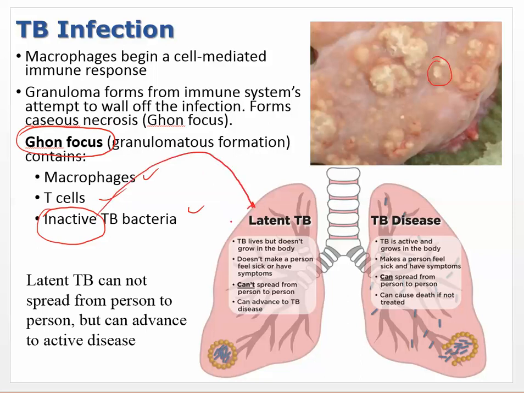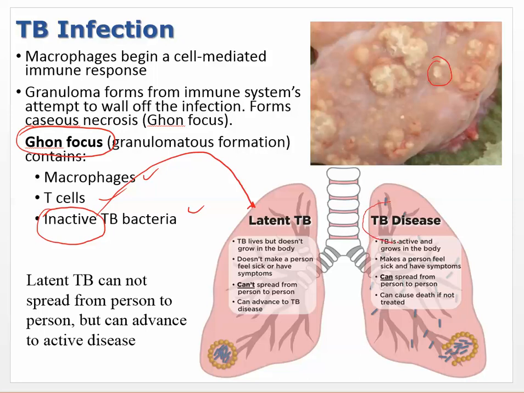So that's latent tuberculosis, and so the tuberculosis is still there, but it's not growing, it's not dividing, it's not active. So it's not making the person sick. The person doesn't have any symptoms. They can't spread it because it's isolated, which is your immune system's best attempt. However, it can become active again. So it can advance again to active TB, which is why we worry about latent tuberculosis. So latent TB cannot be spread from person to person, but can advance.